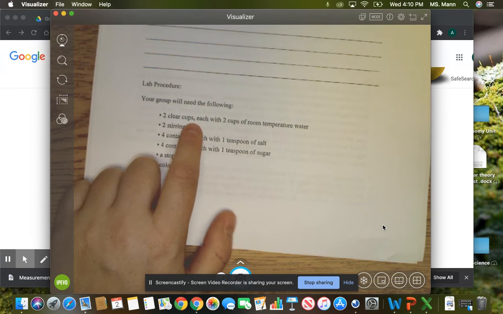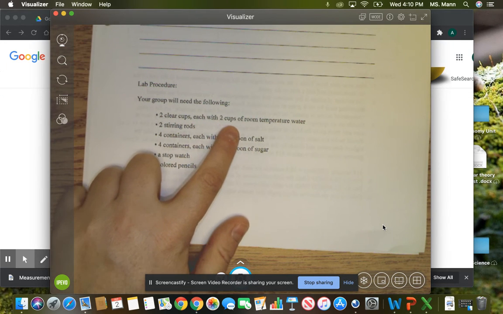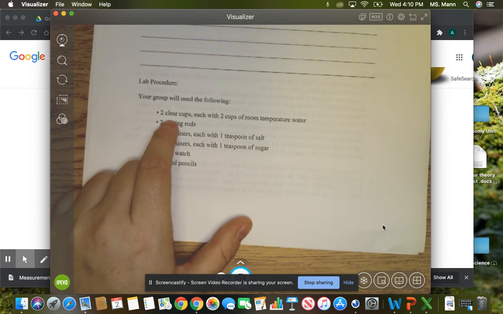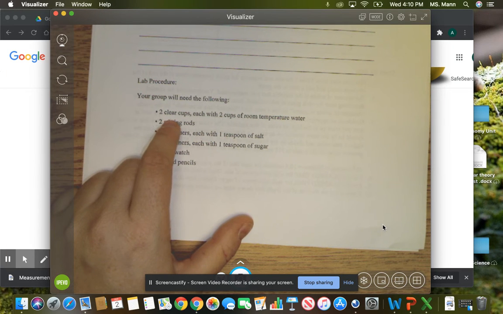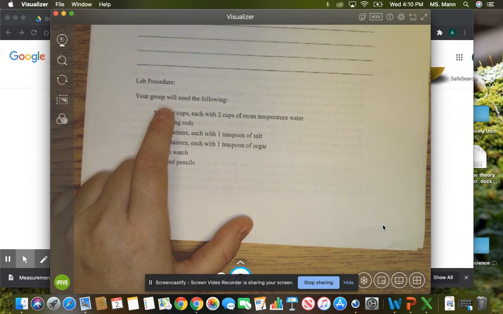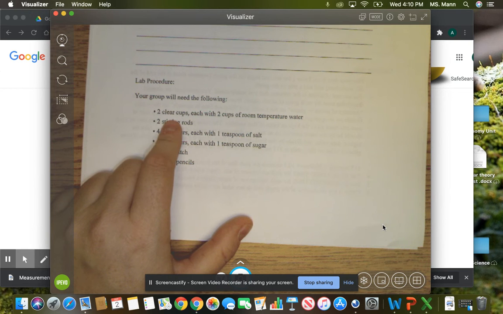Two clear cups, each with 2 cups of room temperature water. They need to be clear. The water needs to be room temperature. So you can set out a glass of water overnight and have it go up to room temperature so that they're the same temperature. And you need the 2 clear cups because you need to be able to see if the solute dissolves into the solvent, right?